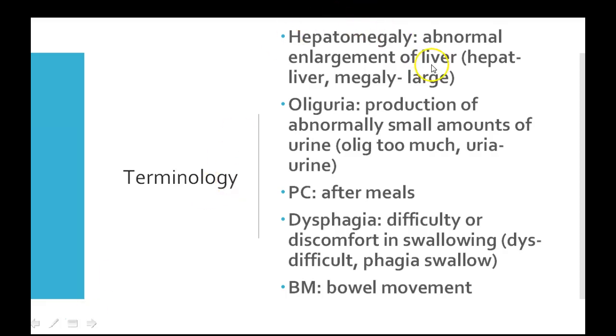Alrighty, hematomegaly, abnormal enlargement of the liver. Abnormal enlargement of the liver. Okay, I'm sorry for the cough, you guys. Production of abnormally small amount of urine. Okay, don't forget oliguria.